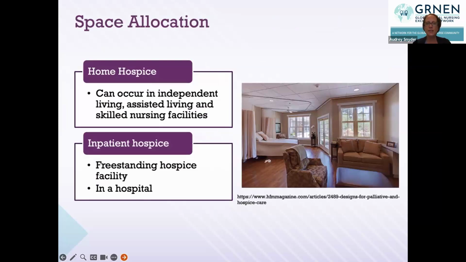That home hospice, as I mentioned, could be in someone's home, it could be an independent living, it could be an assisted living, or a skilled nursing facility. When we talk about inpatient hospice, there could be a freestanding hospice home. One of the most beautiful ones that I've seen and worked in was actually in Cheyenne, Wyoming. They had a beautiful hospice home there that was a freestanding facility. And otherwise, it might be a floor or a unit or designated beds in a hospital.